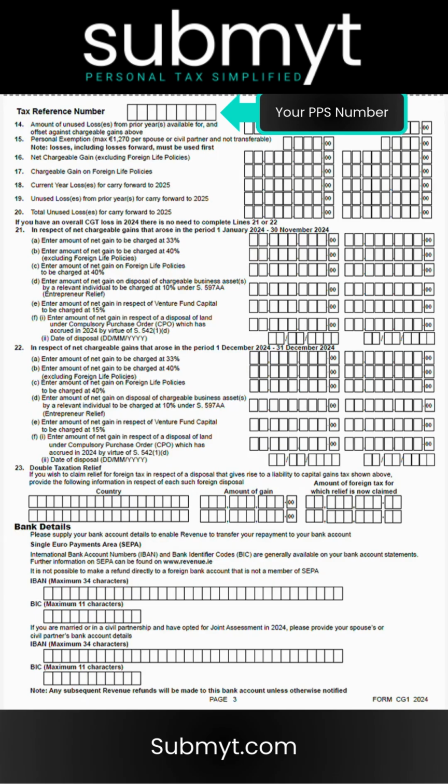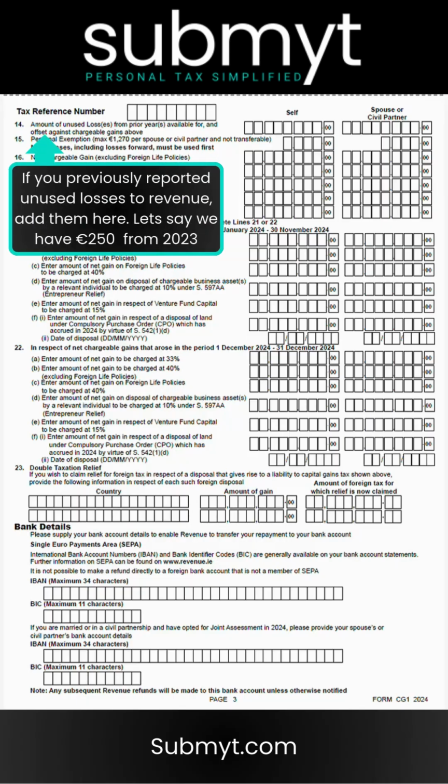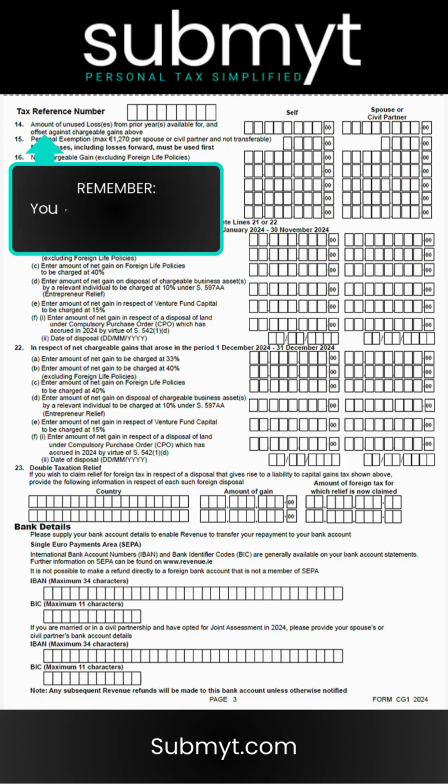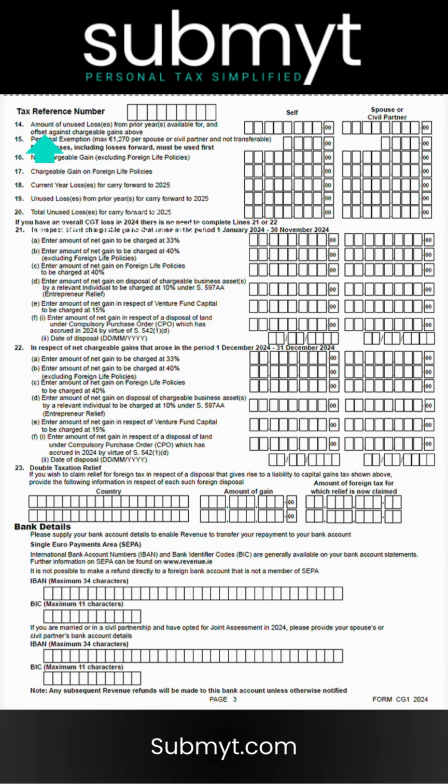Okay, so page 3. So we're going to get into a bit more detail here around the numbers. So if you previously reported unused losses to revenue, you would add them here. So for example, if we had a loss of €250 that we filed for in 2023, this is the box we would enter it into. Now remember, you must have filed it though. So if you haven't filed the loss, you can't use it.